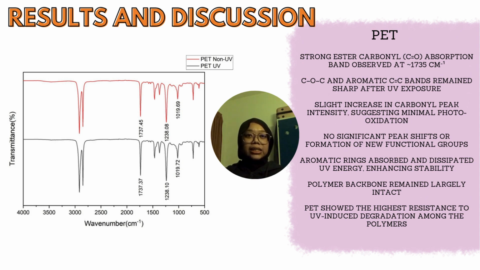This chemical stability is consistent with the visual observation where the PET samples retained their transparency, smooth surface, and mechanical integrity after 24 hours of UV irradiation. Among the three polymers studied, PET demonstrates the highest resistance to UV degradation, highlighting the important role of molecular structure in determining polymer stability under UV exposure.